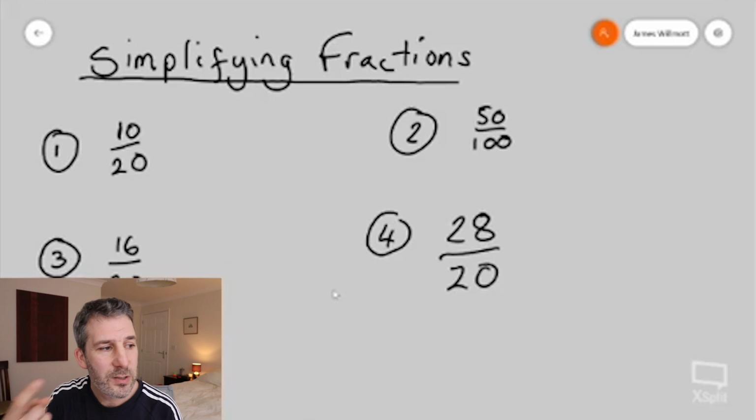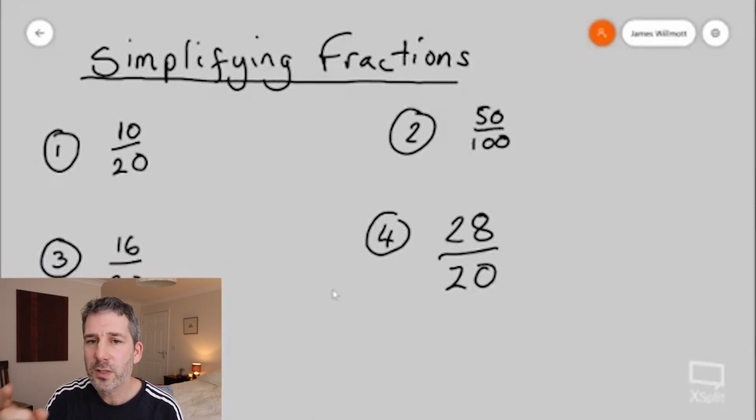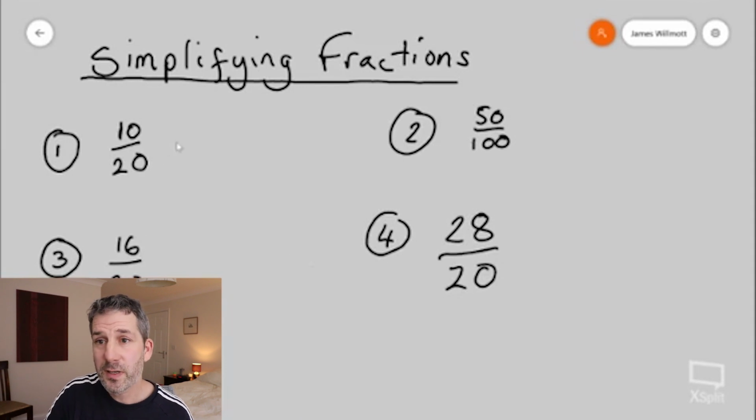So when I'm thinking about simplifying this fraction, we could think of an example. Let's say you've got 10 out of 20 people who enjoy watching football. You've got a group of 20 people, 10 of them like football. Well, you could simplify that down to say that half of those people enjoy watching football. So 10 out of 20 simplifies down to a half, 1/2.